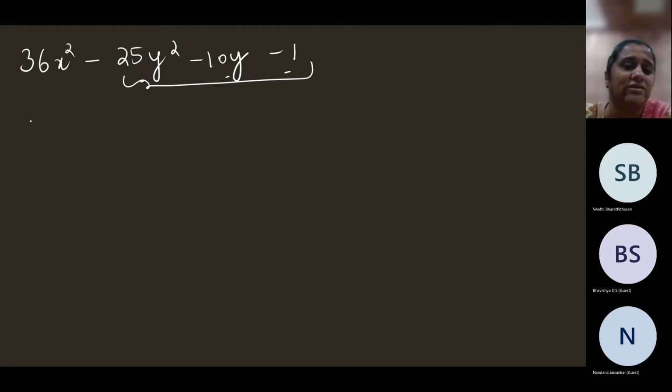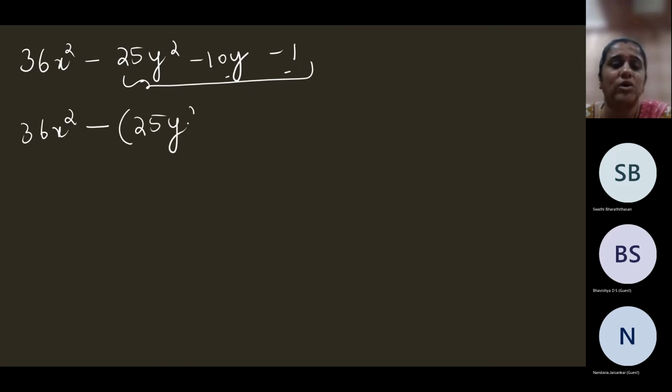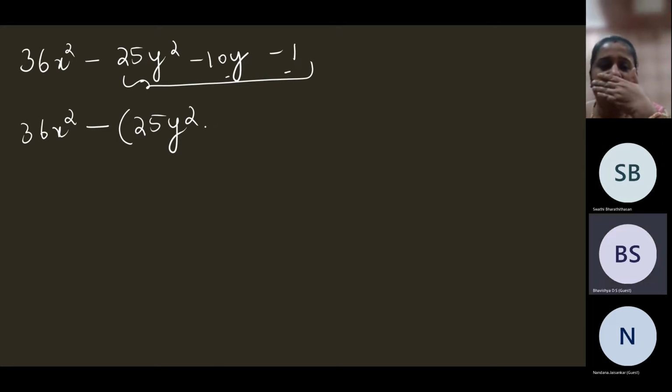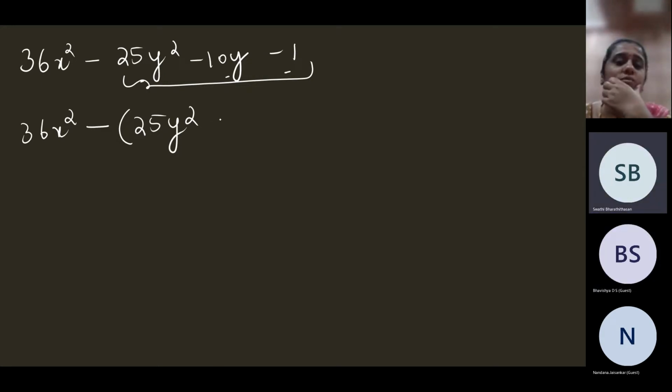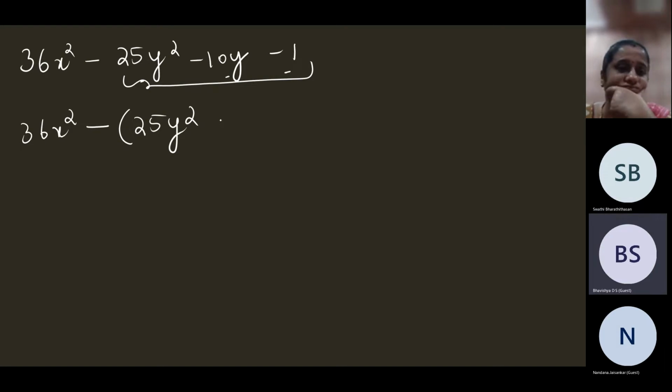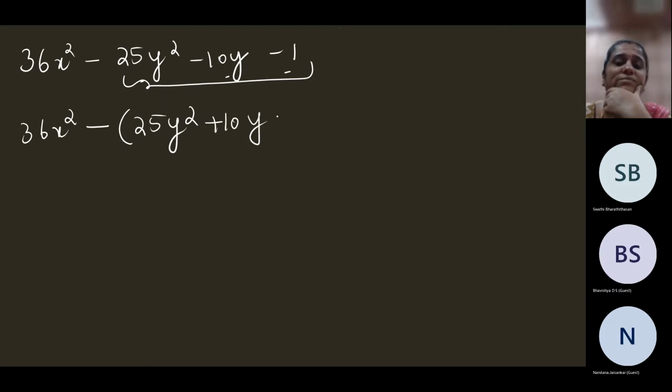So what you do, this is the question, write 36x square as it is. You'll have to take a minus common, and in the bracket, tell me, what will you get? 25y square, minus 10y, plus 1. Now open the bracket. Minus into 25y square, minus 25y square, minus into minus 10y, plus 10y, minus into plus 1, minus 1.